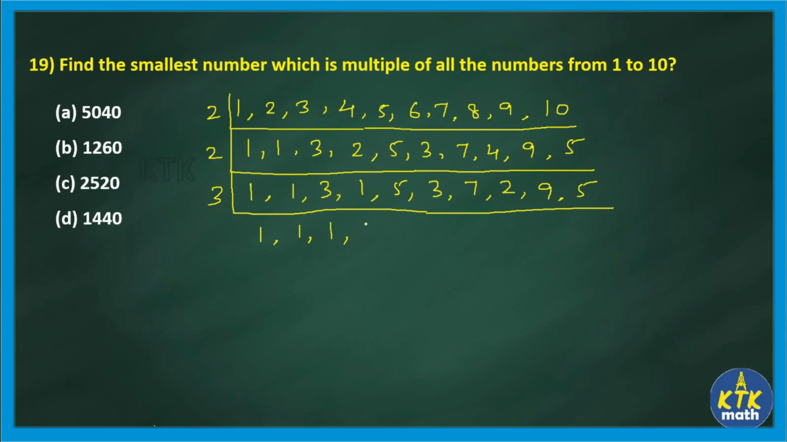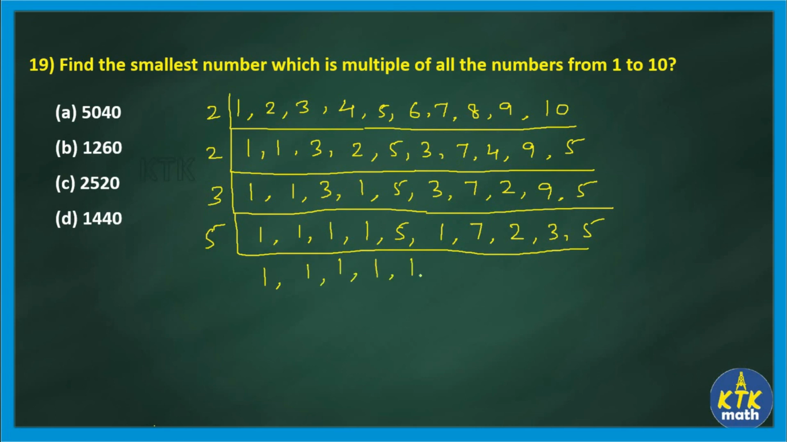Okay, so 1 1 5 is going to be again 1 7 2, this is going to be 3 and 5. Now you can see two fives there. So two fives are there, I can take 1 5, so it's going to be 1 1 1 1 1 1 and 7 2 3 1. Okay, so with this we can stop because all these three are distinct prime numbers, three different prime numbers we got.